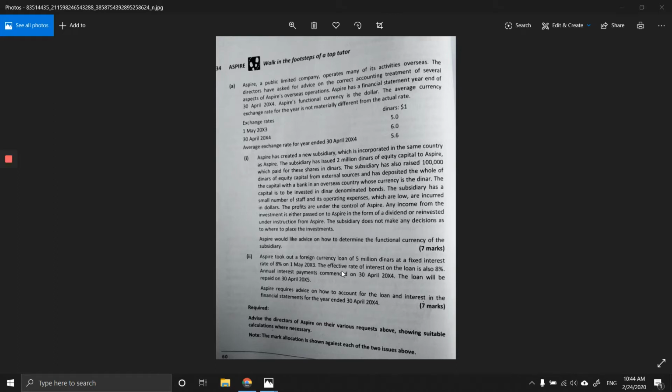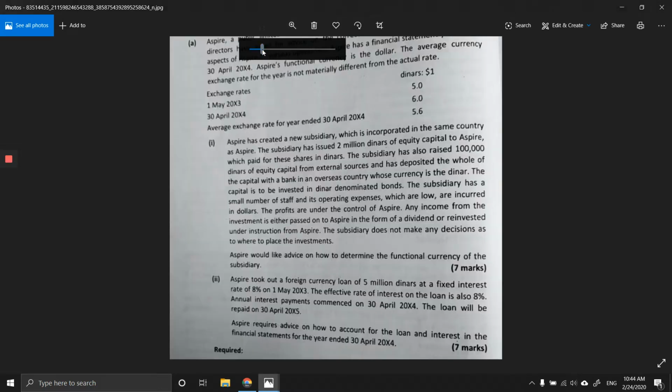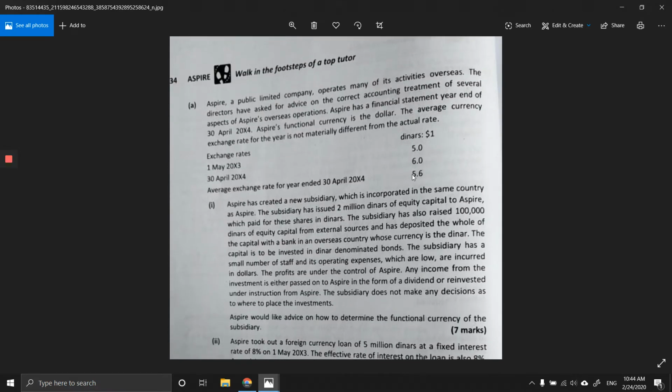Welcome back, guys. In this particular episode, what we will be discussing is Aspire. Aspire is a public limited company which operates many of its activities overseas. The directors have asked for advice on the correct accounting treatment of several aspects of Aspire's overseas operations. Aspire has a financial statement year end of 30 April 20x4. Aspire's functional currency is the dollar. The average currency exchange rate for the year is not materially different from the actual rate. $1 is equal to 5 dinar.